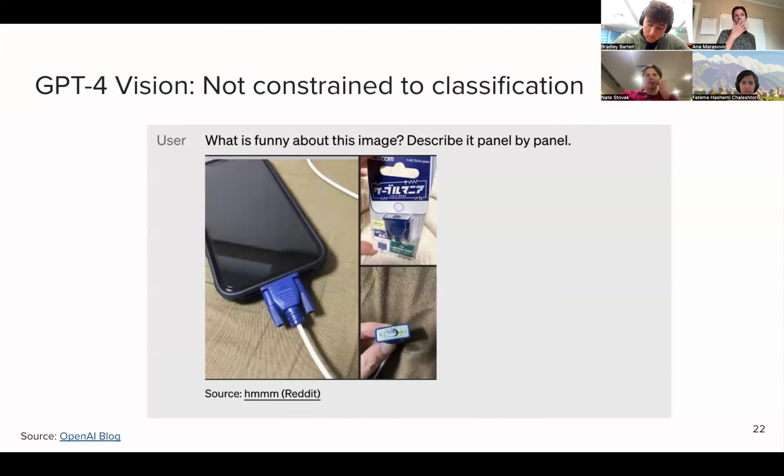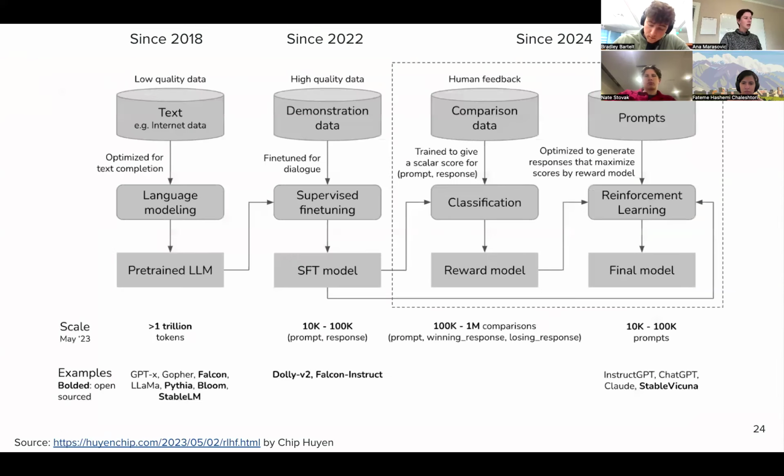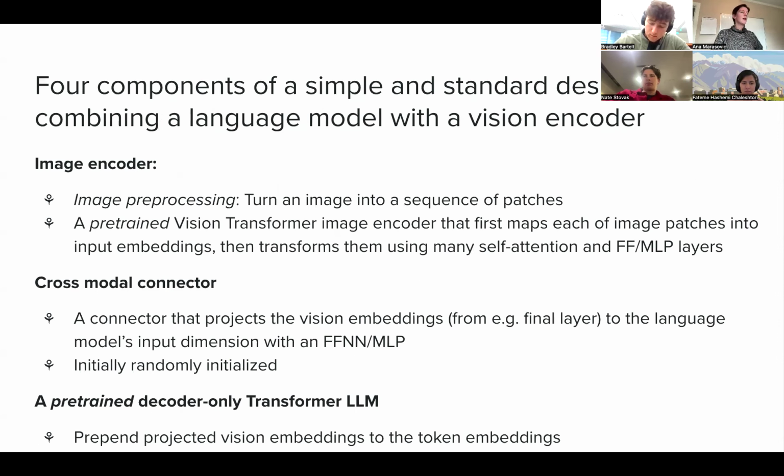So this is just another example I want to show you of generation. Here the question is, what is funny about this image? Describe it panel by panel. And then GPT-4 describes what is funny about this image. Again, a text generation problem. Here I want to go back to what we know about language models. We know that we have pre-trained them, then we have instruction fine-tuning and alignment. And this instruction fine-tuning phase is going to be important for text generation from images and text.